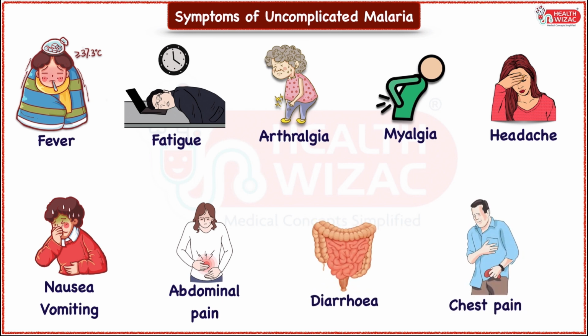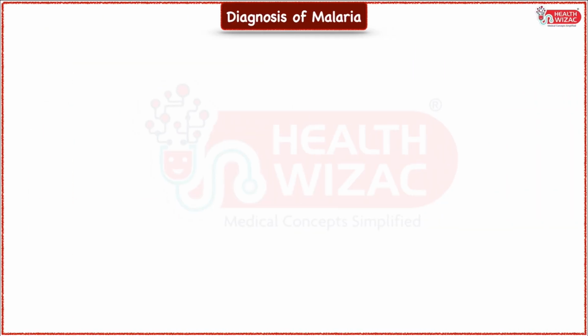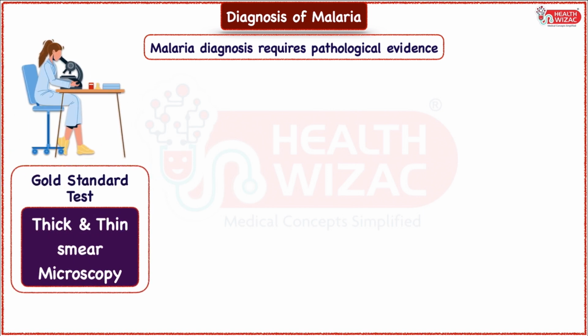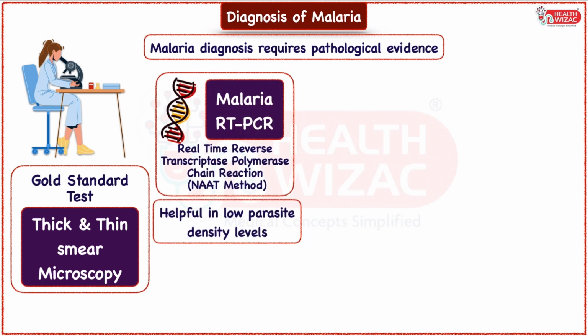Now, let's have a look at the diagnostic tools used in malaria. As confirmation of malarial parasite is not a clinical diagnosis and requires clear pathological evidence, thick and thin smear microscopy with Giemsa stain done by an experienced microscopist remains the gold standard for diagnosis of malaria. In conditions with low parasite density, diagnosis can be achieved through the RT-PCR method, that is, real-time reverse transcriptase polymerase chain reaction methods.